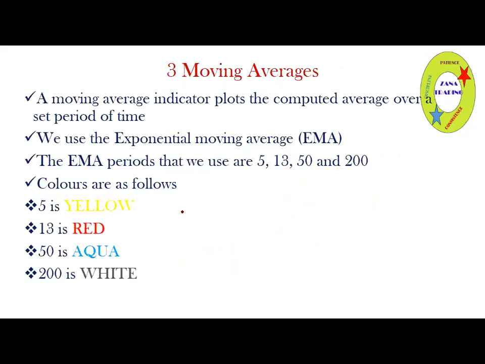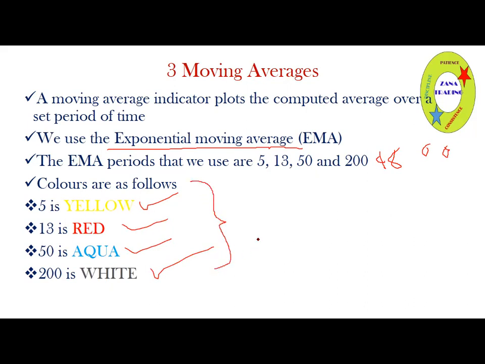So our first indicator is the moving average. The moving average indicator plots a computed average over a set period of time. And in our case, we use the exponential moving average, which we call EMA. The EMA periods that we use are the 5, 13, 50, 200, and we can also add 800 if you want. Colors: 5 yellow, 13 red, 50 aqua, and 200 is white. So those are the moving averages that we use for our analysis, right?